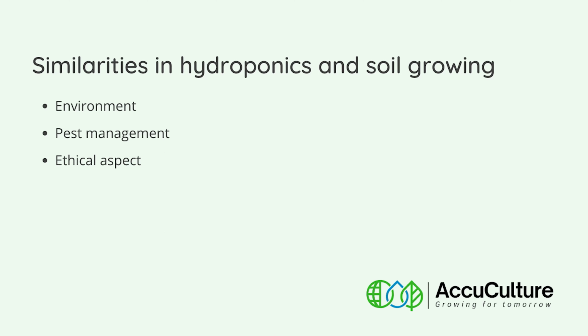I want to combine the ethical aspect and pest management. In hydroponics or soil-based growing, we should go for integrated pest management. We should not poison our food. We should always go for organic pesticides. We are doing organic farming because it's sustainable and chemical free. We are doing hydroponics because it's sustainable and again poison free. So that's our ethical responsibility.